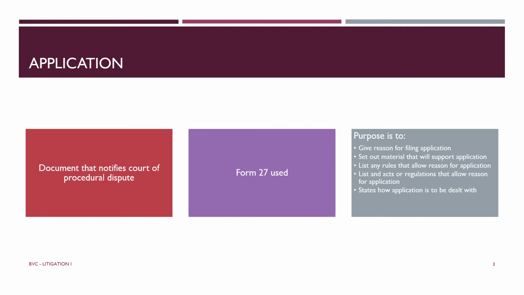It sets out the material that will support the application, and it lists any rules that will allow the reasons for said application. The application will also list the acts or regulations that allow the reason for it, and states how the application is to be dealt with. You should have an example in your course material in your Module 9 material. So let's now take a look at the second document, the affidavit.